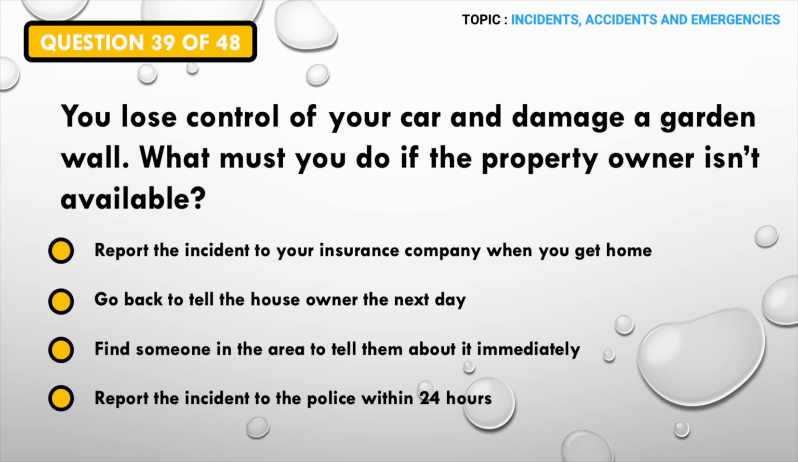You lose control of your car and damage a garden wall. What must you do if the property owner isn't available? Report the incident to your insurance company when you get home. Go back to tell the house owner the next day. Find someone in the area to tell them about it immediately. Report the incident to the police within 24 hours.